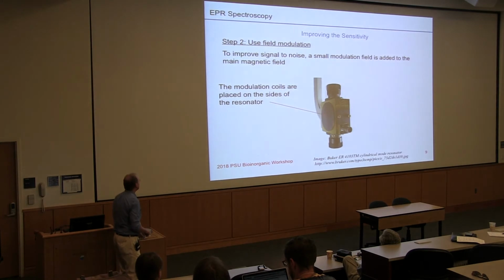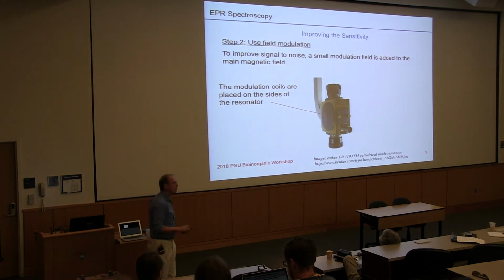The second thing that we do is we use a technique called field modulation. Here's a picture of a resonator, and if you look on the outside, there's this round plastic cap on the resonator, and behind that there are coils of wire which are used to create an additional magnetic field on top of the big one that we're putting our sample into. And this small magnetic field we cause to oscillate at a fairly high frequency, typically 100 kilohertz, right?